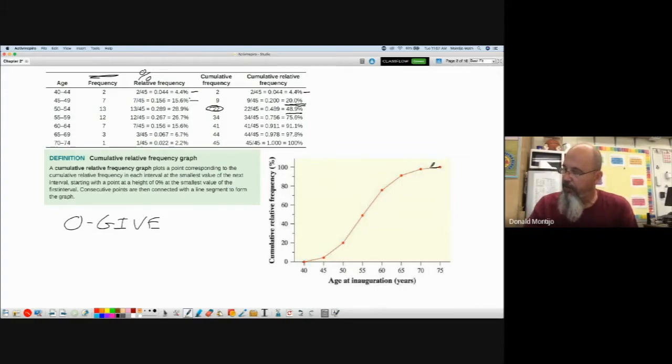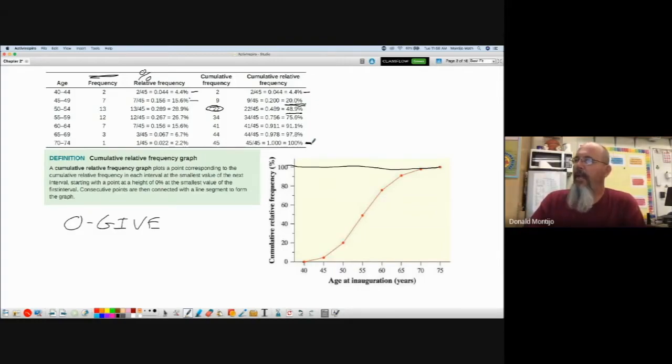And you can see if you go straight across here, even though my line's not very straight, that that final dot is at 100%, and that matches the 100% that we see here on the cumulative relative frequency chart. All we're doing is plotting these points here and then connecting them with a line in between. So this is an example of the cumulative relative frequency graph.